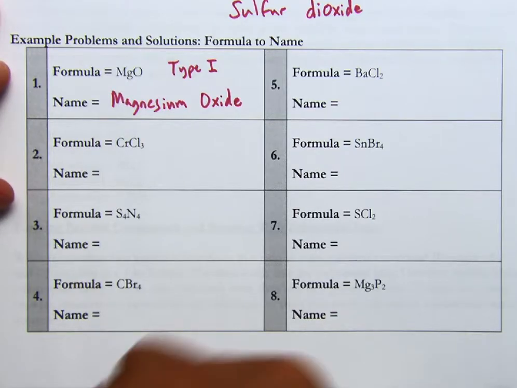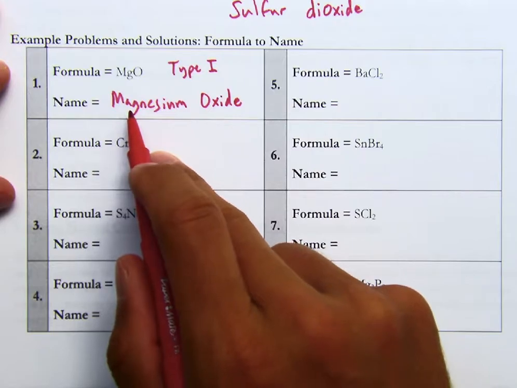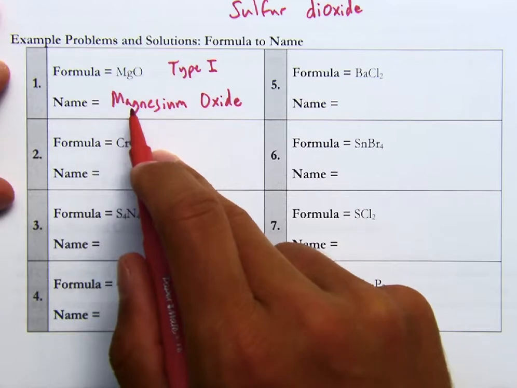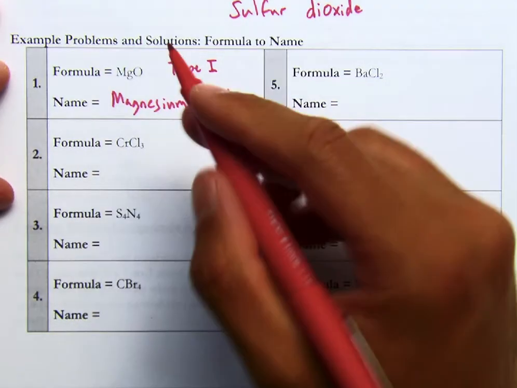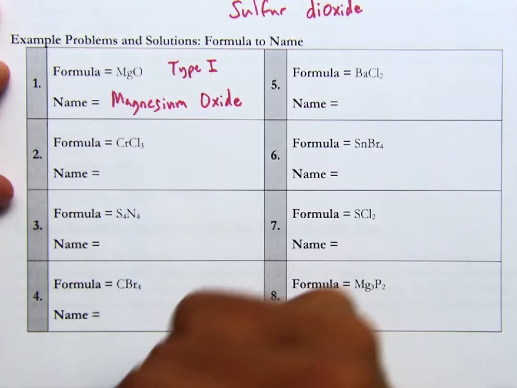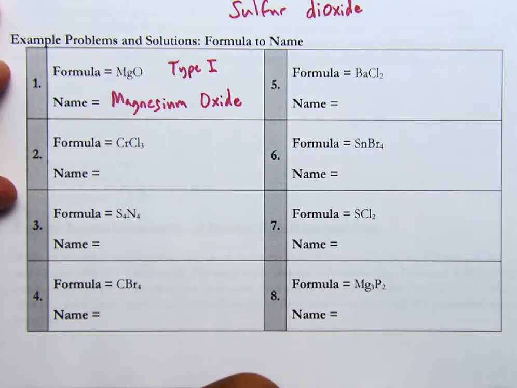We do not need any Roman numerals. Roman numerals tell you the charge of the metal, but because magnesium is in the second column, it's always positive 2. We don't need a Roman numeral because that would be redundant. The fact that it's magnesium tells me it has a positive 2 charge. So magnesium oxide. Sweet. Let's do the next one.